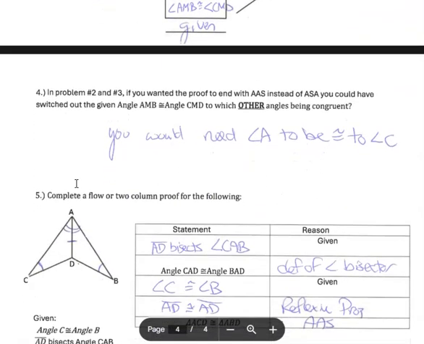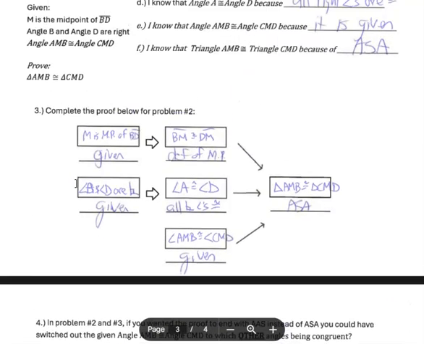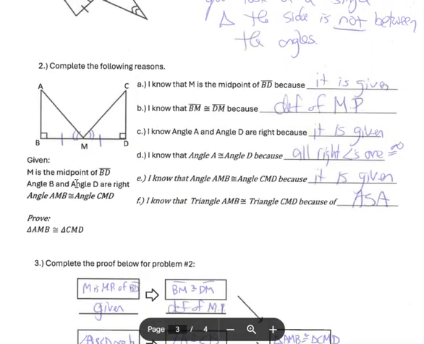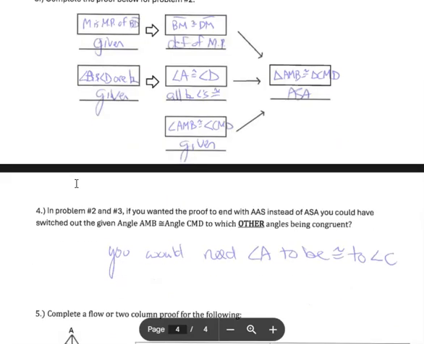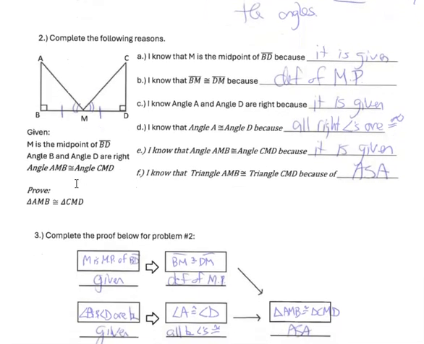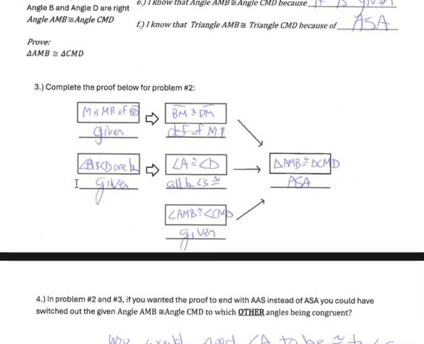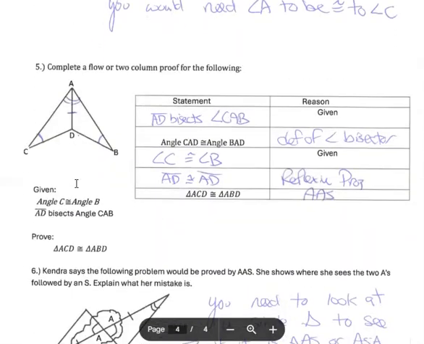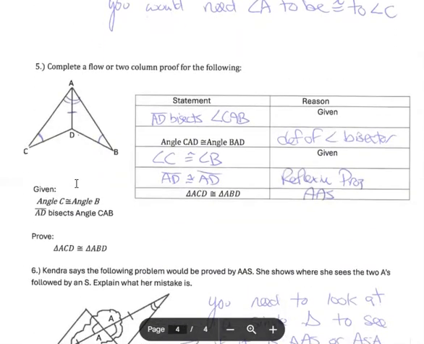In numbers 2 and 3, if you wanted to prove it with AAS instead of ASA, you could have switched out the given, those angles are congruent, for other angles being congruent. If we wanted it to be AAS instead of ASA, then that would have been angle A and angle C being congruent, because then you would have had two angles that are congruent and the side, not between the two angles. The next one, complete the flow proof for the following.